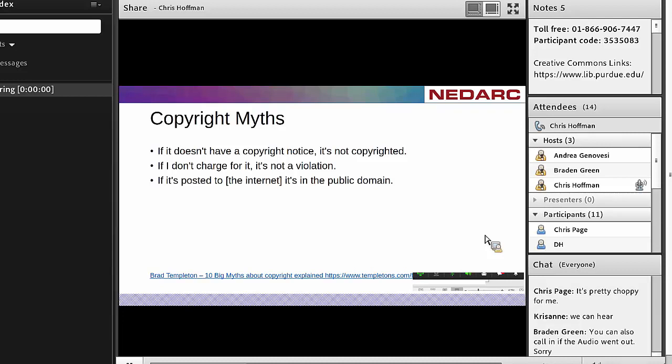Another myth is, I'm not charging for it, so that's not a violation. That is also not true. Any time that you use something from someone else, it could be a copyright violation. And also, if it's posted to the internet, it's in the public domain, it's free to use, people put it on the internet. That is also not necessarily true. It can be, but it doesn't make it so. So if any of these have been the thought in your head about using a photo that you found off of the internet, it's not necessarily so.